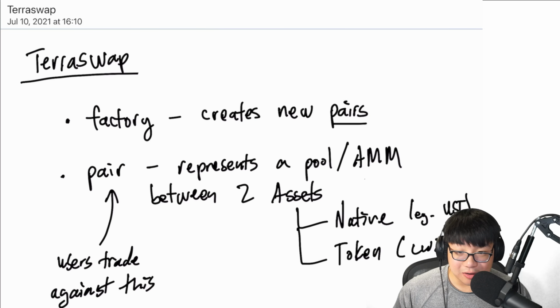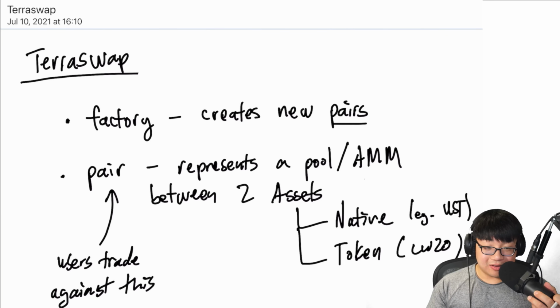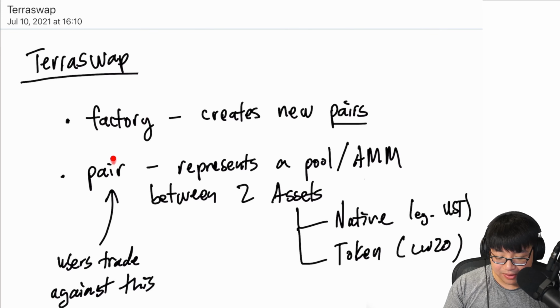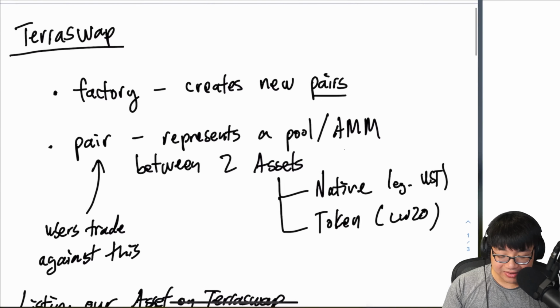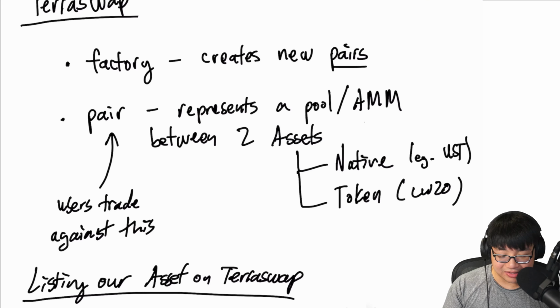All right, so the first thing we have to look at is the two contracts that we're going to be interested in, which are the factory and the pair. The factory, as you can tell by its name, creates new pairs, and a pair represents a pool or an AMM. So anything that has a pool of two assets on Terraswap is called a pair.